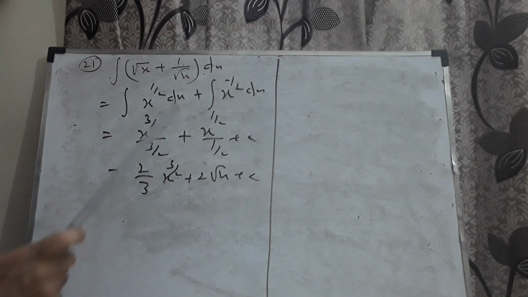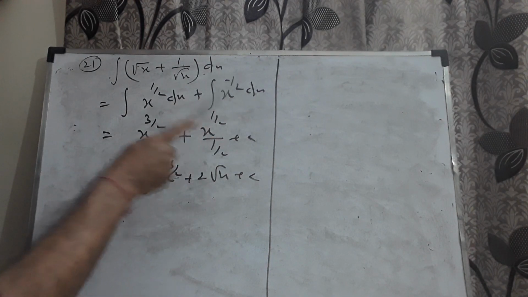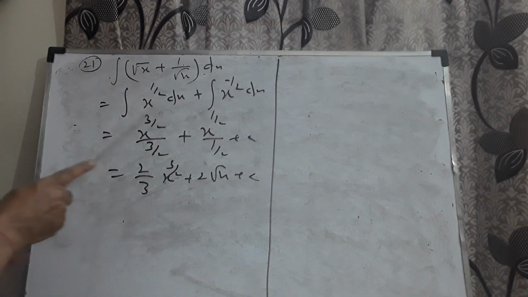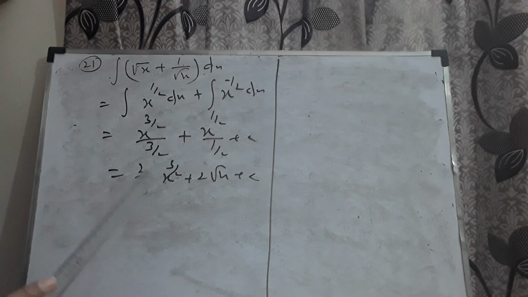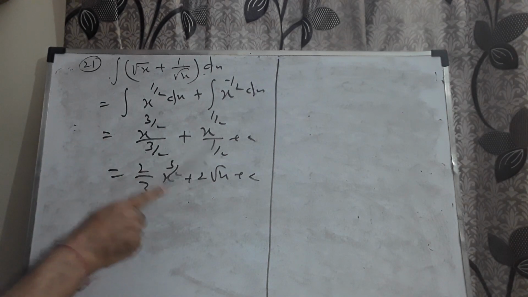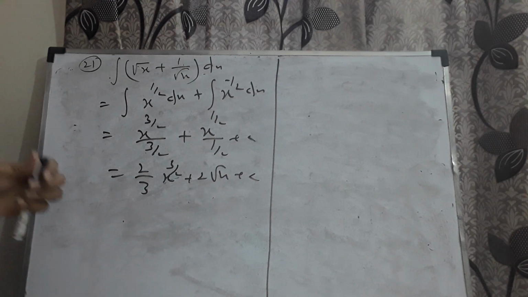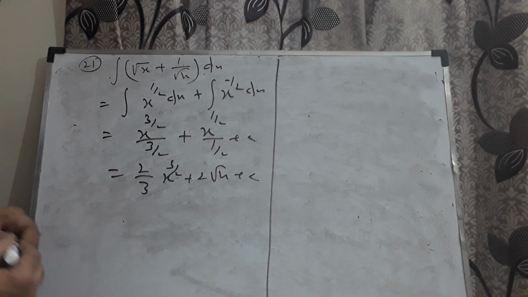Let me just check. Root x plus 1 by root x: integral x bar half dx plus integral x bar minus half dx, taking it to the numerator. I am using a rule, integral x bar n dx is x bar n plus 1 by n plus 1, when n is not equal to minus 1. Remember carefully, n equal to minus 1 is a special case: dx by x is log mod x. So x bar 3 by 2 by 3 by 2 plus x bar half by half, which is 2 by 3 x bar 3 by 2 plus 2 root x plus c, the final answer. The answer here is C anyway.